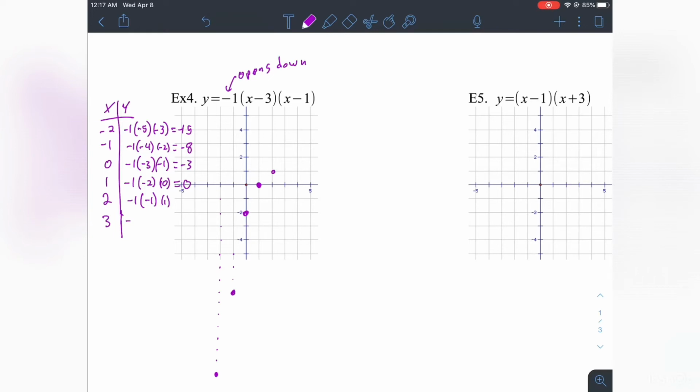So let's try 3. Negative 1 times 3 minus 3 is 0, times 3 minus 1 is 2. Negative 1 times 0 is 0. 0 times 2 is 0. Oh my. There it goes. There's the vertex, and there it starts to go back down. So this point's 2 away. We could go 2 away here and get that point. And there is enough points. Here's your parabola.